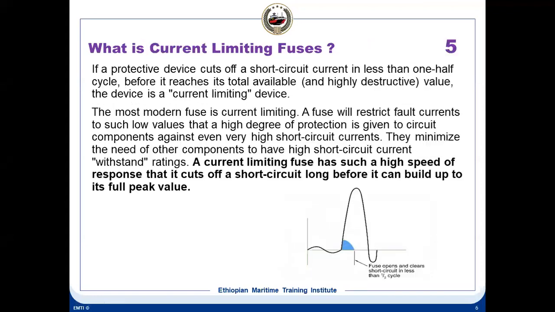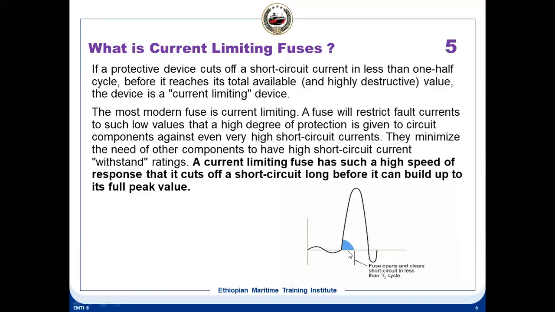But if you look at the current limiting fuse and the difference, you see here it's a current limiting fuse. As soon as the short circuit current starts, it will blow from here. So before it reaches the full cycle, it will blow off. We are using this type of fuse in low voltage systems, and we are using this non-current limiting type fuses too. And it is a proprietary device that cuts off a short circuit current. This is the short circuit current. It cuts off the short circuit current in less than half a cycle before it reaches the total available value. And this is called current limiting.